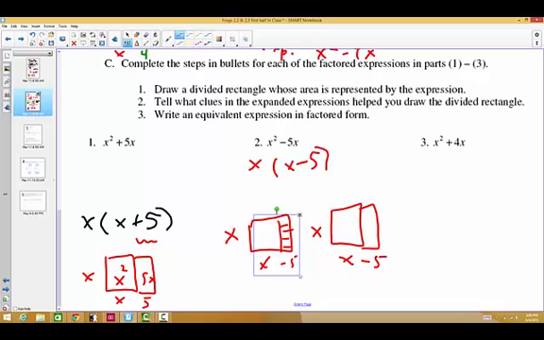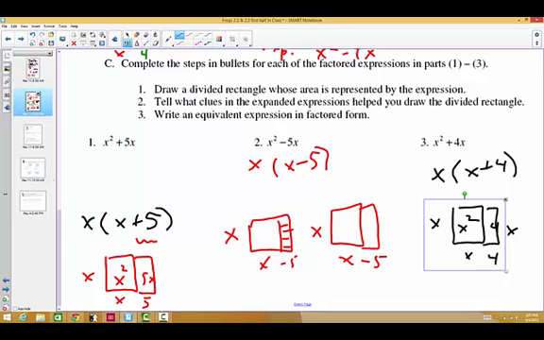And then in 3, you take out your greatest common factor. You're left with x plus 4. So you start with your x by x, and you are adding 4 to one side. This is your x squared, this is your 4x. And the last one, this is your x squared, this is your negative 5x.